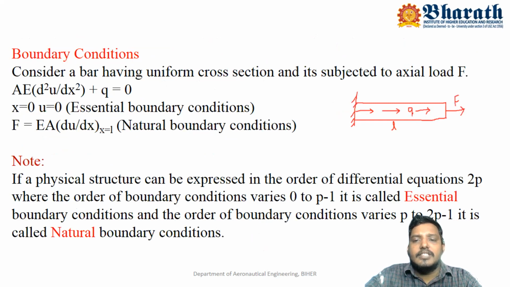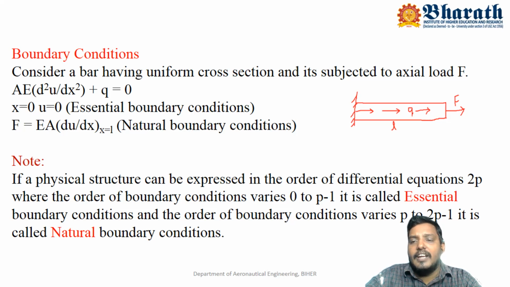So consider a bar having uniform cross section and subject to axial load F. We know the differential equation: AE times d square u by dx square plus body force Q is equal to 0. In this, one end is fixed, so we substitute x equal to 0 and u equal to 0. This boundary condition is specified in terms of the field variable or dependent variable. Here our ultimate aim is to find the axial displacement. Therefore, u is the field variable. Therefore, one end of the boundary is specified in terms of the field variable, that means x equal to 0 and u equal to 0. Then it is called an essential boundary condition.